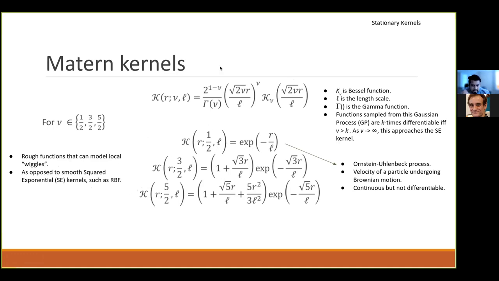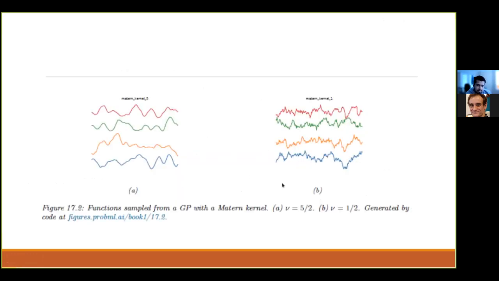This expression that we can find in the book has this name. And this function can also be used to represent the velocity of a particle undergoing Brownian motion. So what we said, it's continuous but not differentiable. So it's an example of what we can represent with this function.